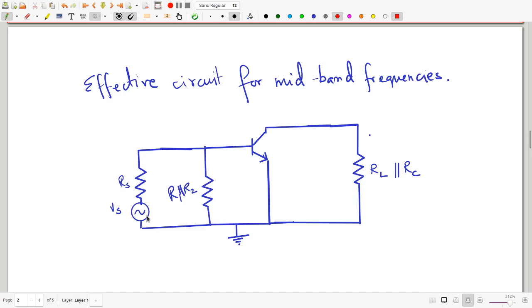Now that might seem strange because, after all, once the frequency is high enough that you can treat the three capacitors on display as shorts, for any higher frequencies you would be able to treat them as shorts even better because the impedance is going to go down further. So why is this effective circuit for mid-band frequencies only? Well, the answer really is that the transistor itself begins to behave differently at high enough frequencies.